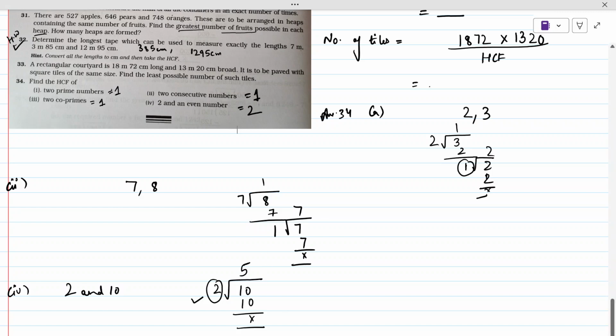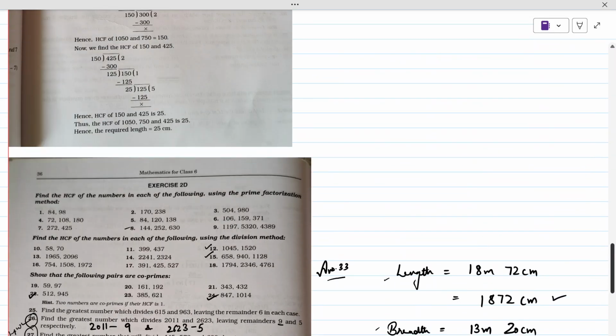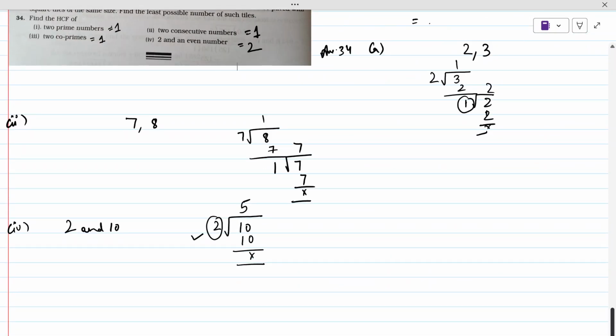This is done. So kids, we have completed HCF, both the methods, prime factorization and long division, and the exercise based on this. And now next we are going to do LCM. And then after LCM, we have the properties of HCF and LCM and questions based on that. That we are going to pick up in the next class.